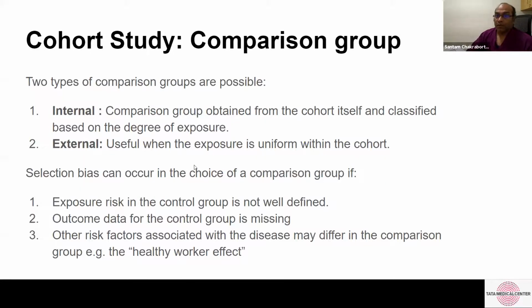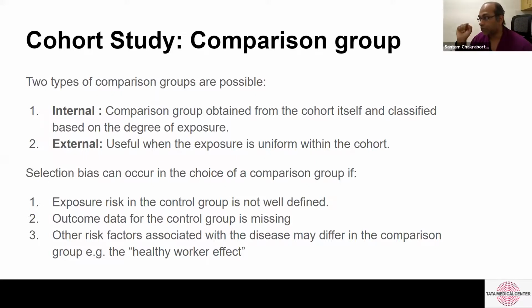In a cohort study, there is a possibility of having a comparison group. Two types of comparison groups are possible in a cohort study. Internal cohort comparison, where the group is obtained from within the cohort itself and classified based upon the degree of exposure. An external cohort comparison can also be used when you do not have an idea about the gradation of the exposure. Please remember one thing, in a cohort study, all patients in the cohort must have the exposure.